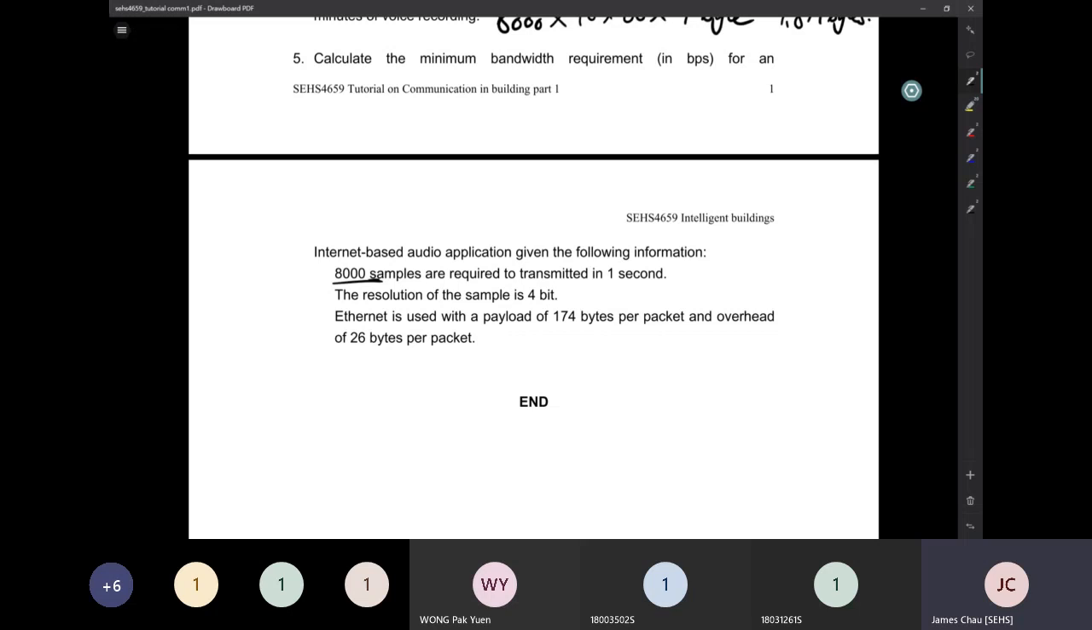Now 4 bits per sample and 8,000 samples per second, it means that in 1 second, we have 4,000 bytes of the data in a transmission.